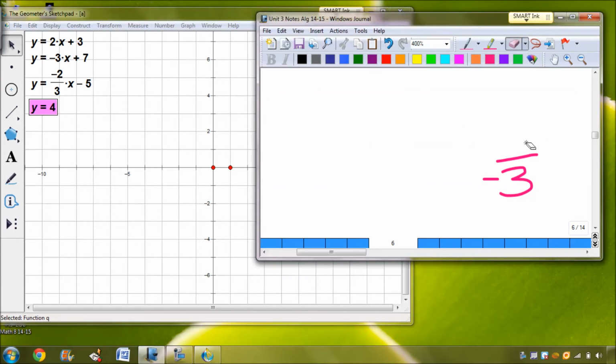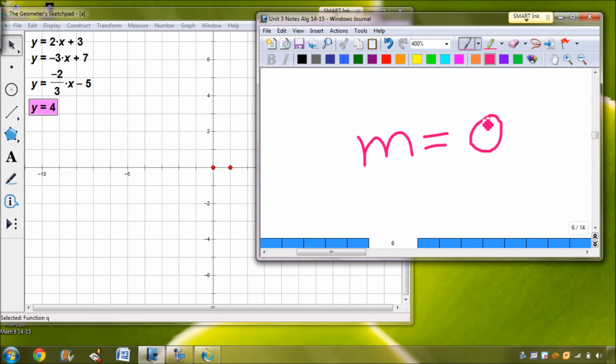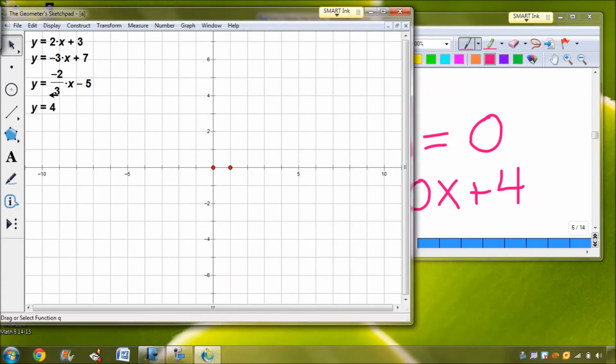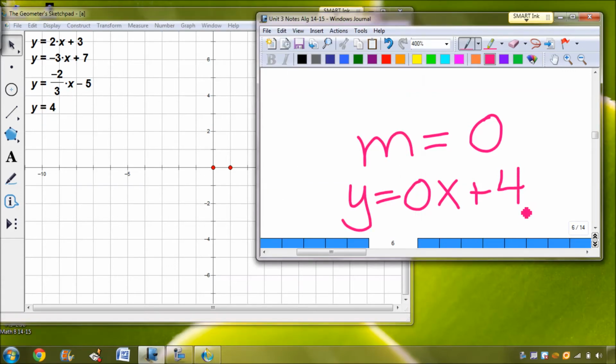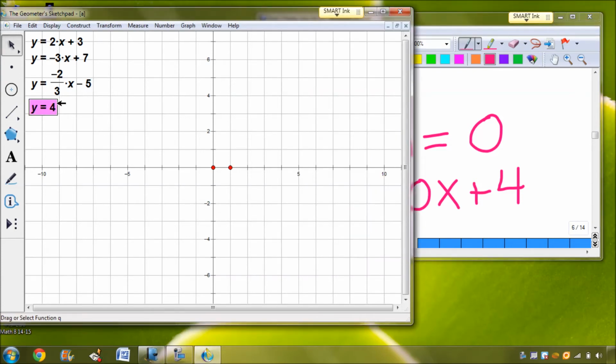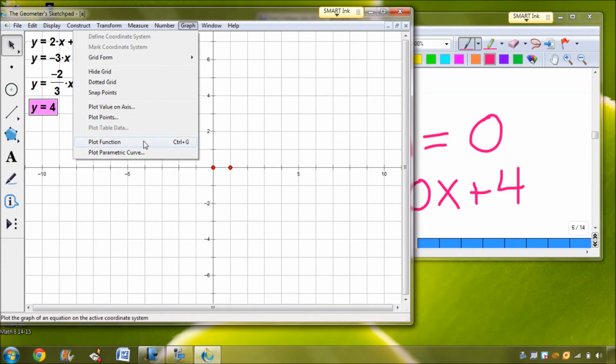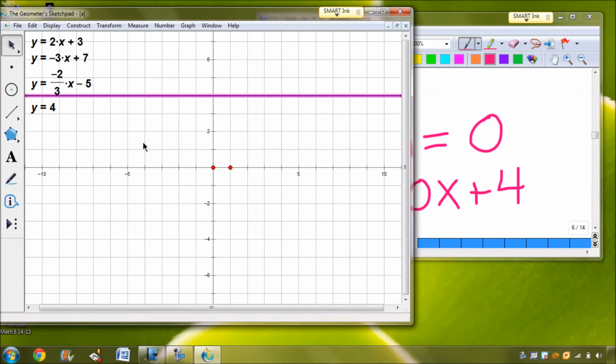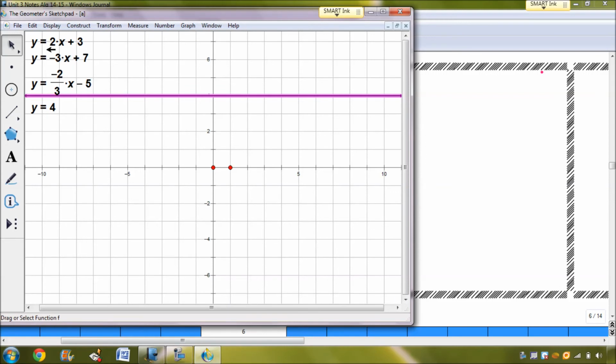Hopefully remember that any line that has a slope of 0 will always be horizontal, okay? And then this plus 4, it's technically like this, 0x plus 4, right? That's the same thing as y equals 4 that we have here. So that means that the y-intercept, the starting amount, is 4. So it goes at 4, and then it just goes straight across. Let's see if our prediction is true. It is.